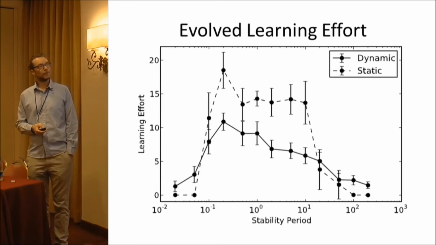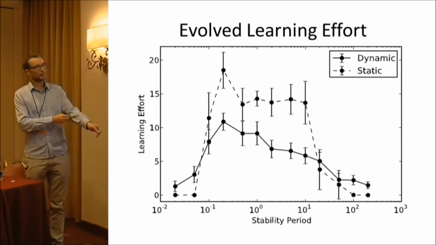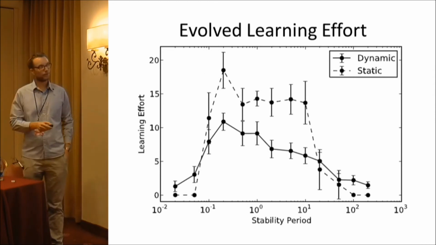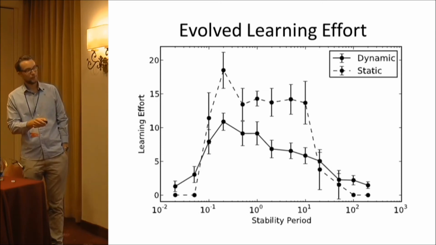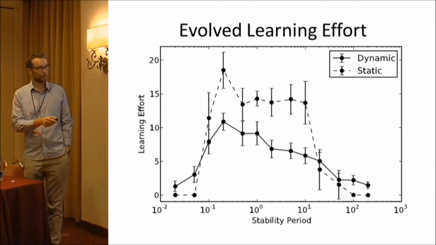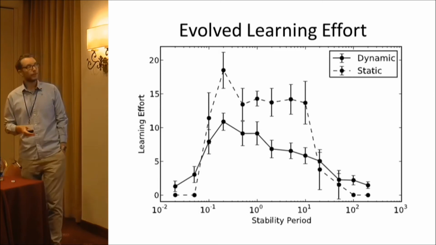Okay, my results. Now, the x-axis here shows the stability period of the environment. So let's focus on the solid curve for now. The x-axis is the stability period. On the right we have a completely stable environment. On the left we have a completely changing environment, or completely dynamic. So it changes too fast to be able to learn.